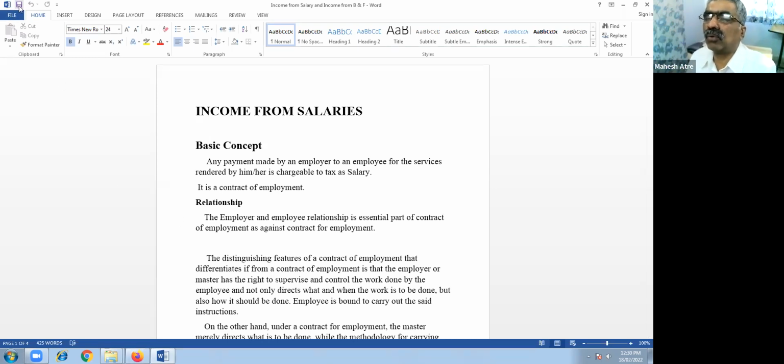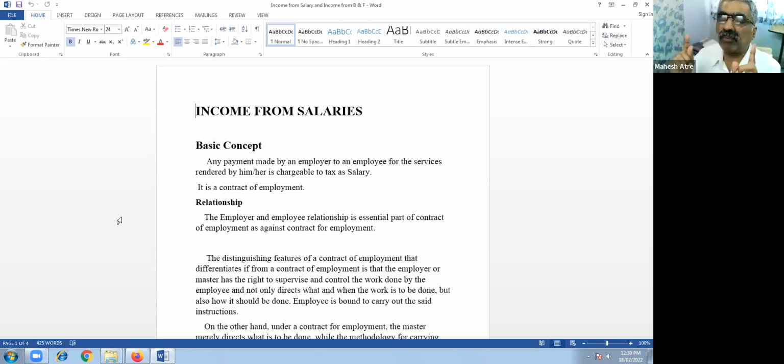I have already written in the notes that the employer and employee relationship is an essential part of a contract of employment as against a contract for employment. So there is a difference between a contract of employment and a contract for employment. Please try to understand: if the relationship between the two is of employer and employee, then it is going to be income from salary.